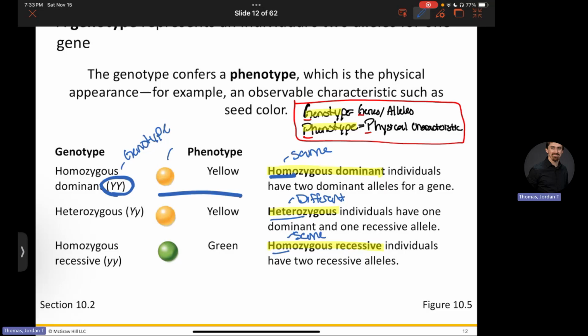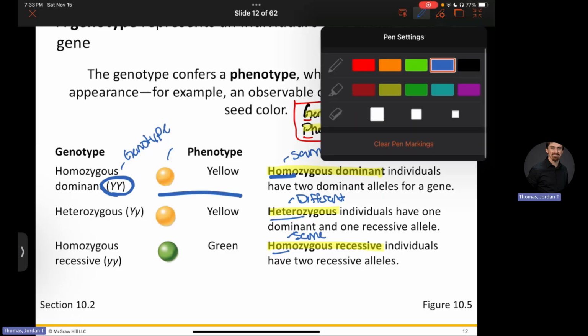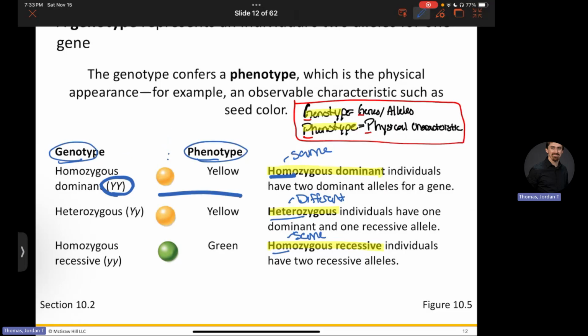Let me get my eraser. I'm gonna erase that. So we have the genotype here and the phenotype here. So the first one is a homozygous dominant. We have two big Ys. It produces a yellow seed. Homozygous, so it has the same two alleles.